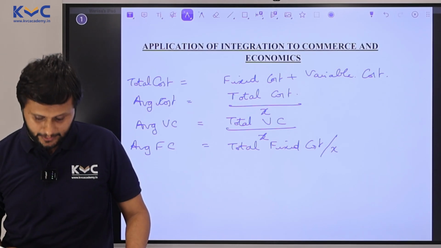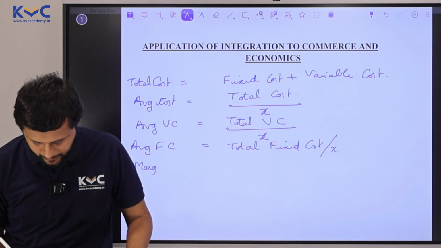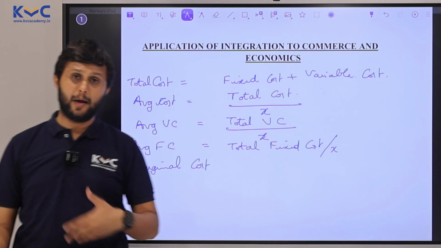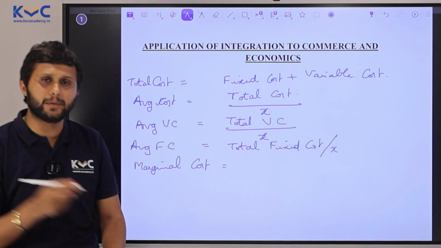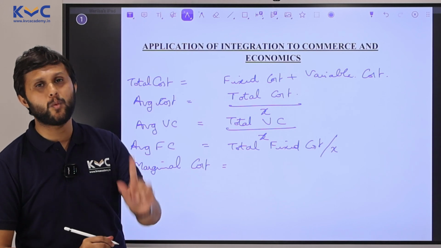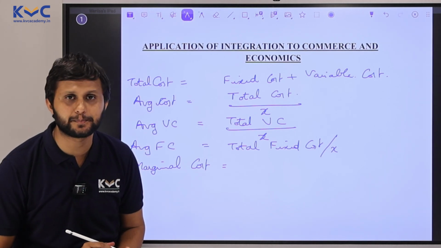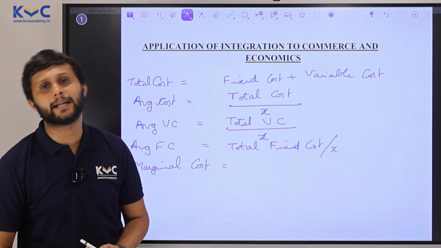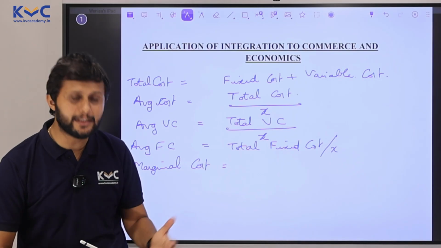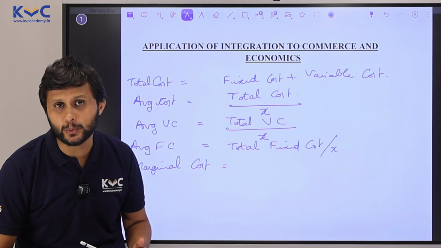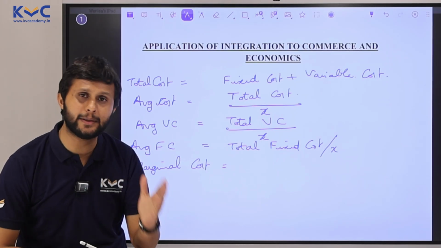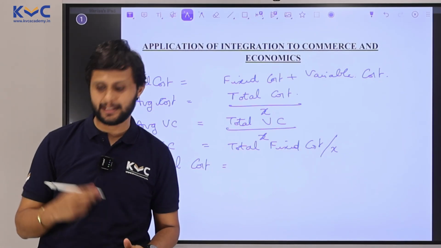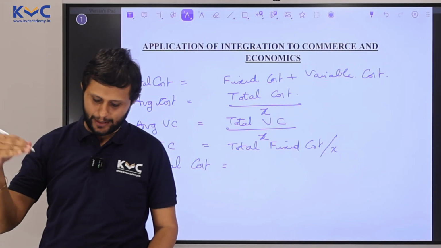Next we'll go one step further, we have marginal cost. If you have finished economics by now, you know what marginal cost is. But if I have to tell you in simple words, it is the cost of producing one additional unit of production. For example, let's say I produce 10 units, my cost is 100. If I produce 11 units, my cost is 102. 10 units, 100; 11 units, 102. 2 rupees is my extra cost for producing that extra unit. That is marginal cost. Now, how do we calculate marginal cost?